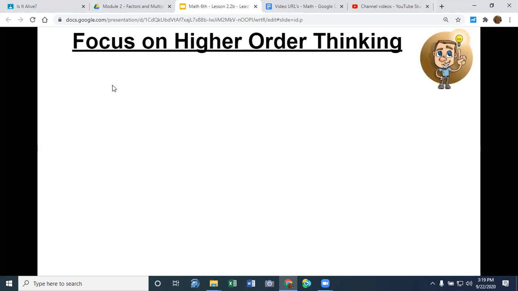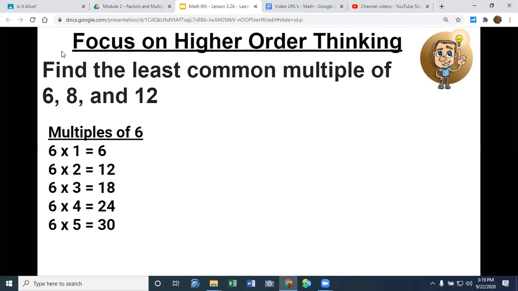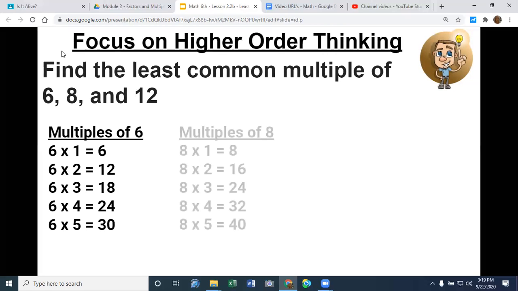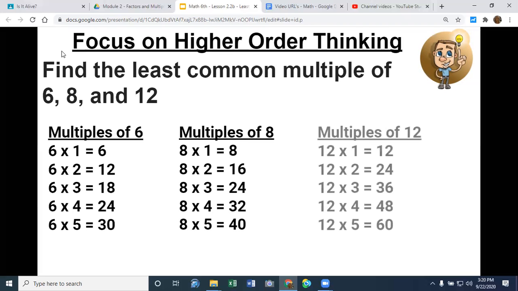Welcome back. We're going to focus on higher order thinking. Find the least common multiple of 6, 8, and 12. 3 numbers this time. How do we do that? Well, we could skip count and use that chart if we wanted and find where all 3 numbers are circled at the same time. I'm going to use the regular method. First 5 multiples of 6 are there, 6, 12, 18, 24, and 30. The first 5 multiples of 8 are there, 8, 16, 24, 32, and 40. And the first 5 multiples of 12 are there, 12, 24, 36, 48, and 60.